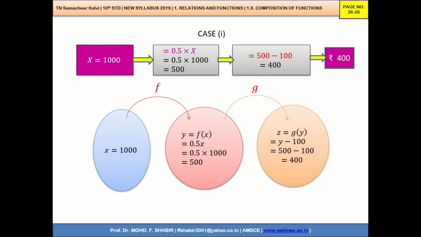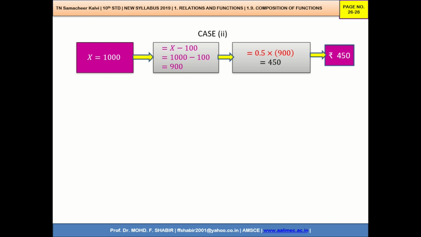Therefore, overall, if you go for composite, putting together, we have a function between x and z. It is given as g of f. So first we apply function f, then we apply function g. So it is called g of f.